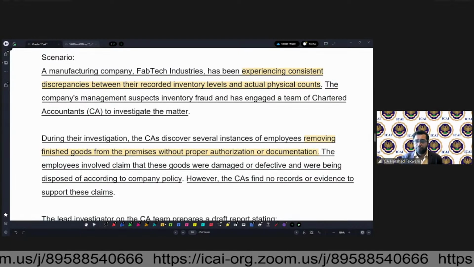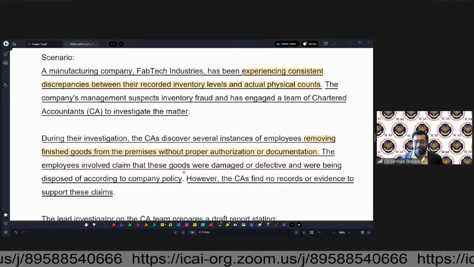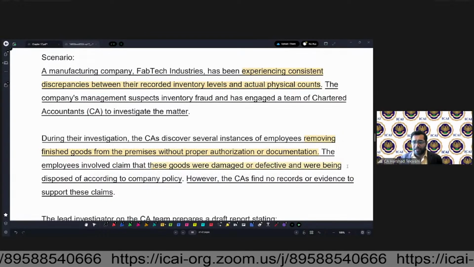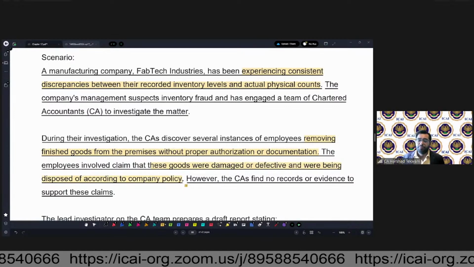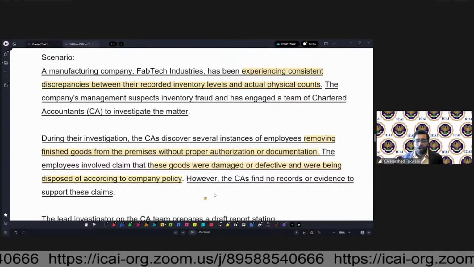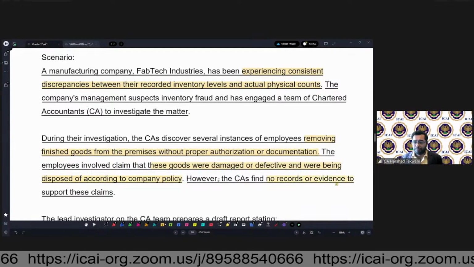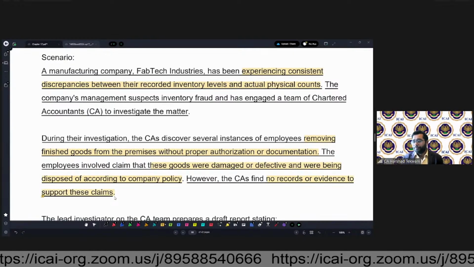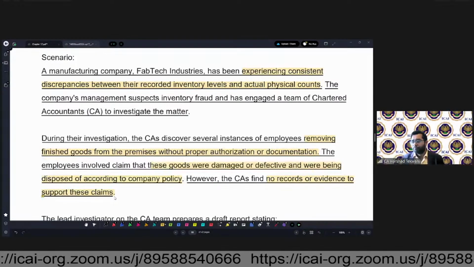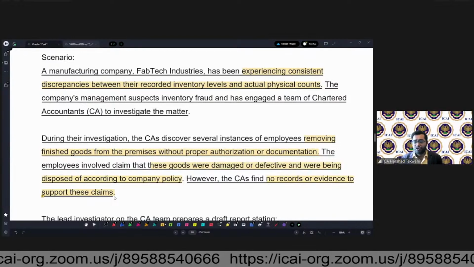Anyone? Employees were claiming that these goods were damaged and defective and were being disposed of accordingly to the company policy. But there is no record or evidence to support these claims. What do you think? Very good. Yes, Abakash.